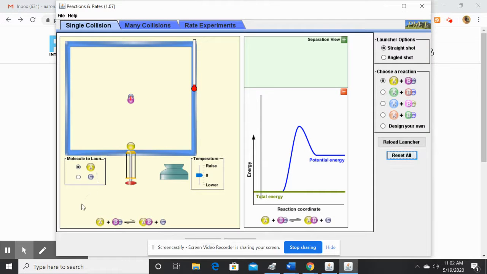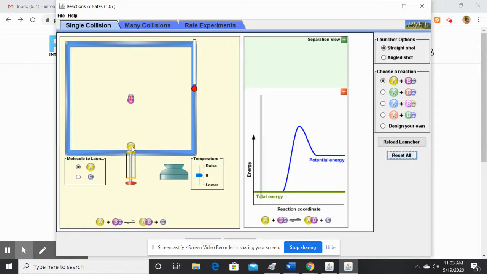Okay, so this is a simulation that looks at reaction rates as well as collision theory. So the idea that molecules have to collide and the bonds break for a reaction to occur. So let's look at our reaction. This is the model reaction.